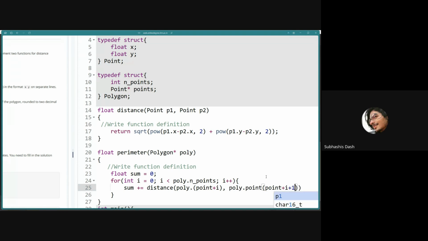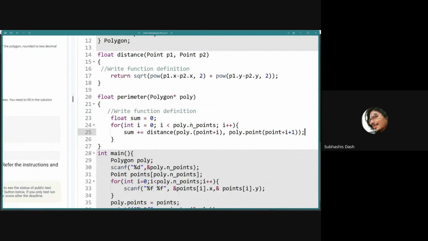Okay, so tell me what will happen in the last element. Let's say that the n is 7. So this will go up to 6, but this will go to 7. And what is poly point plus 7?